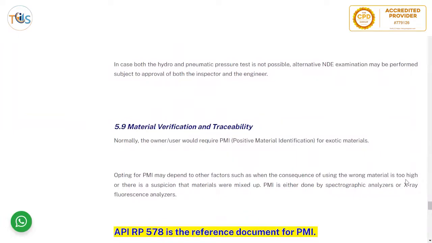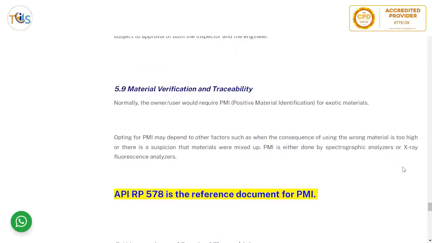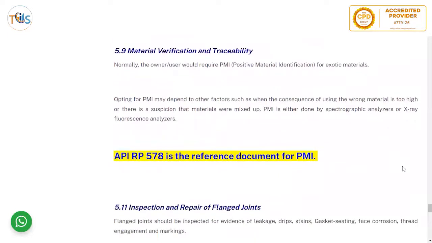the whole system. Material verification and traceability. Normally the owner user would require PMI, positive material identification, for exotic material. Opting for PMI may depend on other factors, such as when the consequence of using the wrong material is too high, or there is a suspicion that the material were mixed up.